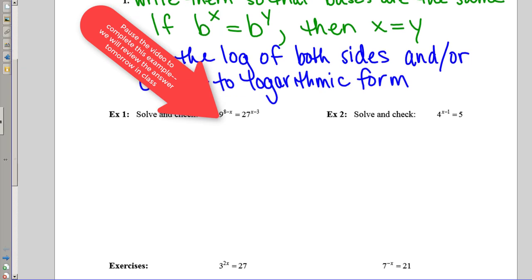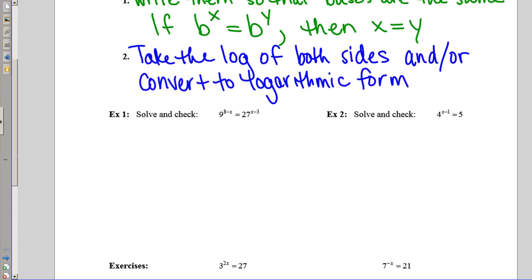We're going to take a look at example 2, though, because that one we can't really get the bases to be the same. Okay, so if that's the case, then we can take the log of both sides, or we can convert to logarithmic form. So if I take 4 to the x minus 1 equals 5, and I want to convert that to logarithmic form, that would be log base 4 of 5 equals x minus 1.